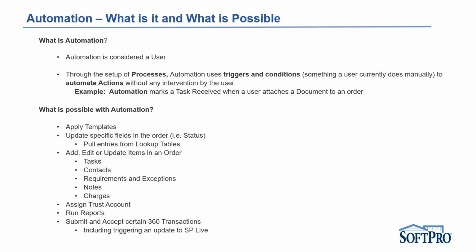So it can apply a template. It can update a specific field in the order, including retrieving entries from a lookup table. So it could fill out your status. It could pull in a specific contact from a contact lookup table.